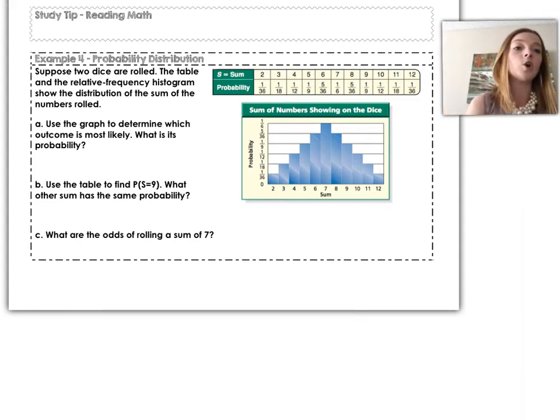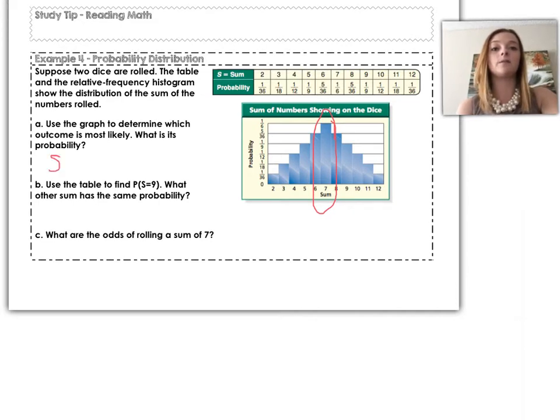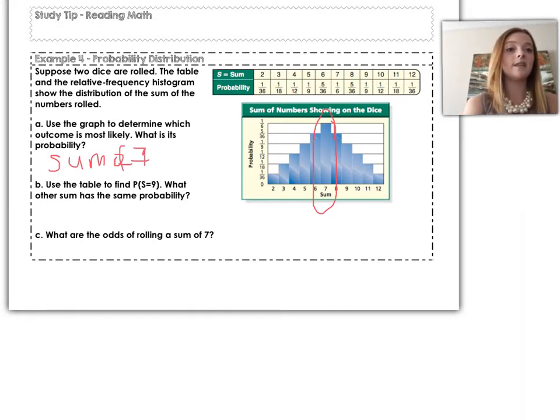So the one that occurs most frequently is this sum here, and we see that occurring right here when we have a sum of 7, okay? So the sum of 7 occurs most frequently, okay? And the probability of it occurring is 1/6, according to our bars here, okay?